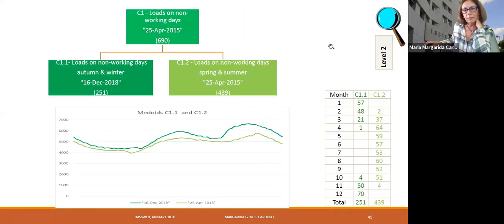Finally, at level 2, we divided the loads of non-working days between autumn and winter, and spring and summer. This division is also apparent in the days, how they are separated in these two clusters. The highest consumption refers to the winter days, these winter months from October, mostly from November to February. And for the spring and summer days, of course, the concentration is different.